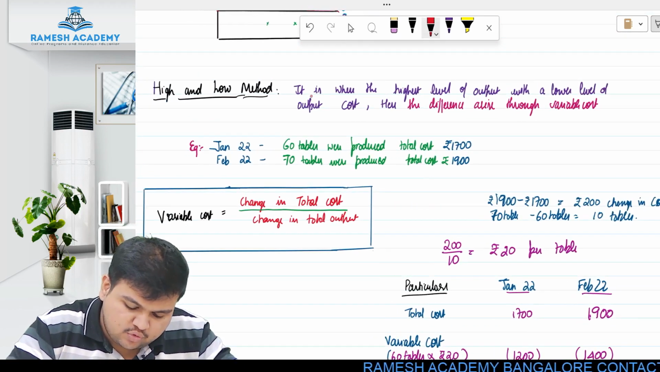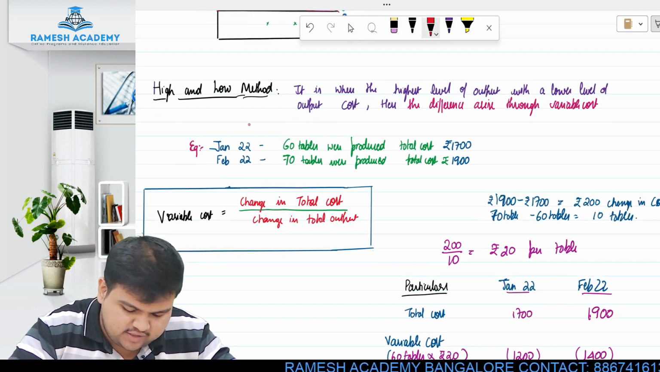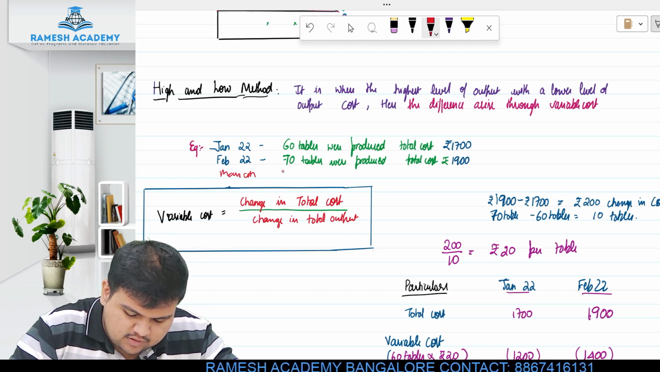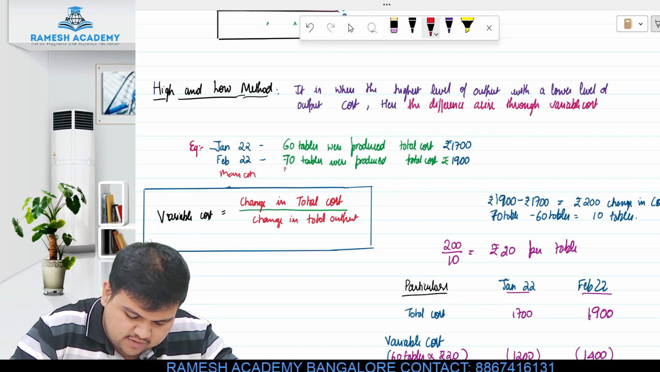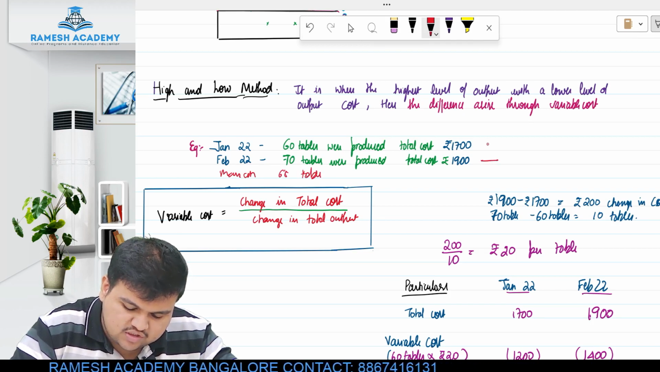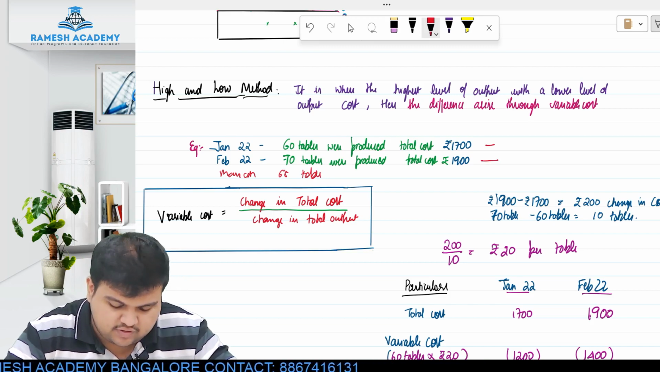For the easier purpose, I have taken only 2 differences, whereas when a lot of data is given, for February, March, the units are 75, 65 tables produced. So here the highest is 70 tables, the lowest is 60 tables. Putting that into the equation, we are solving this.